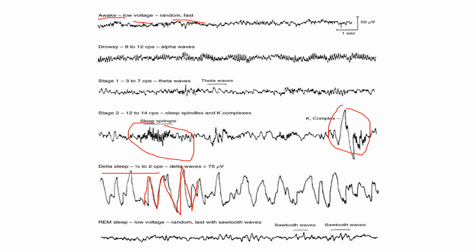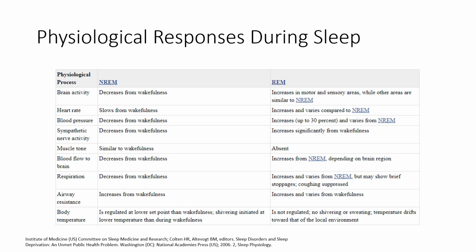And then REM sleep, again, if we just looked at the differences between these waves here, these beta waves, and what we see with awake, they look pretty similar. So again, we have different EEG activity corresponding to different parts of the brain being active during different parts of sleep.